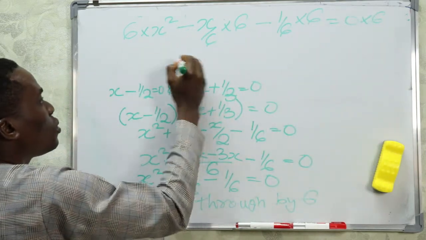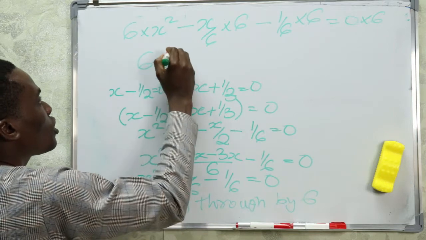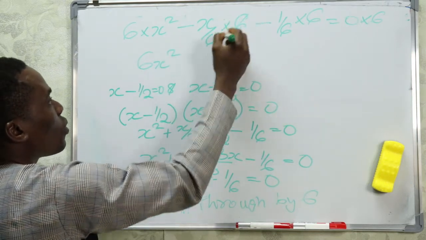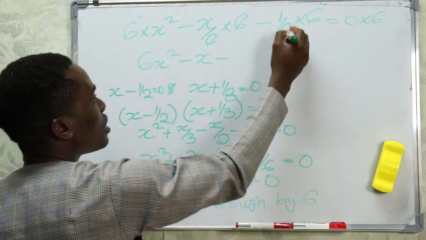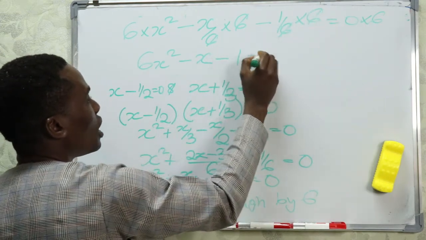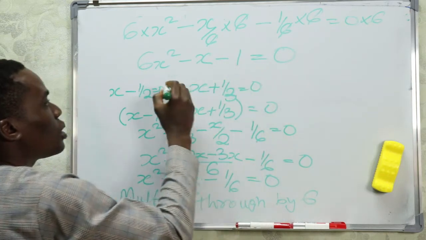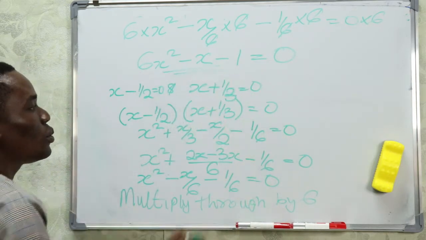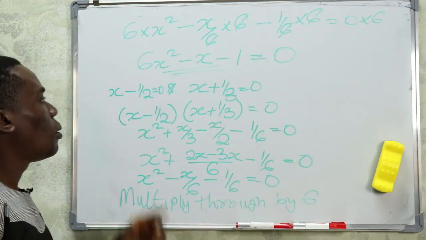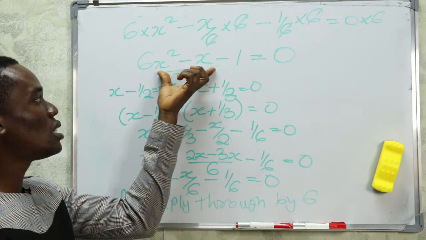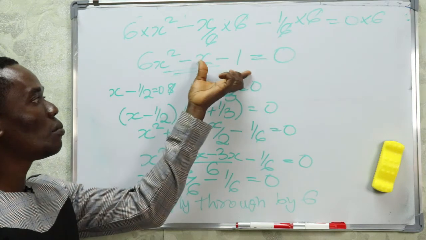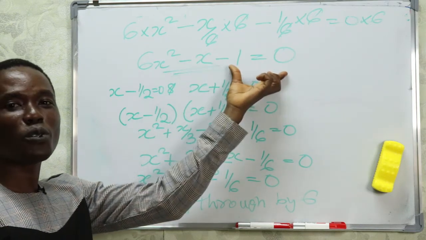So this will give us 6x squared. 6 will cancel 6 to give us minus x, minus 6 will cancel this to give us 1, and everything will be equal to 0. So the equation that produces the roots 1 over 2 and minus 1 over 3 is 6x squared minus x minus 1, which is equal to 0.